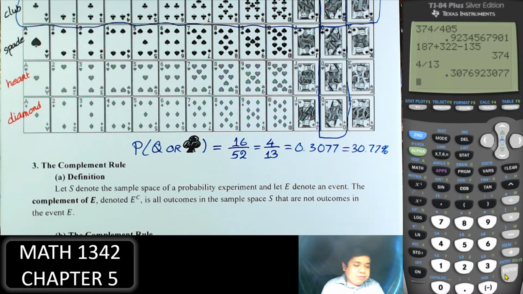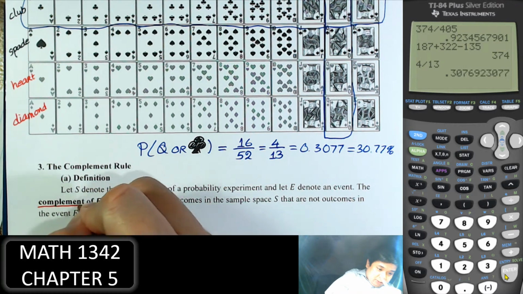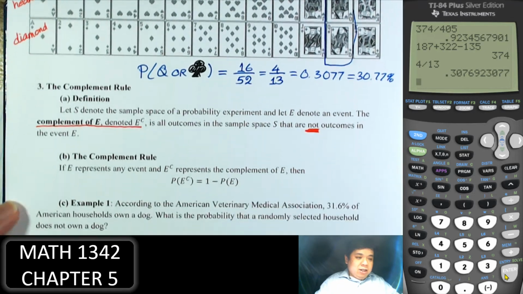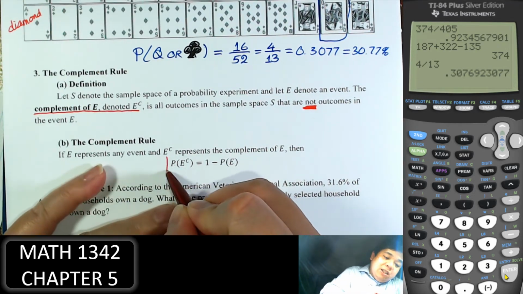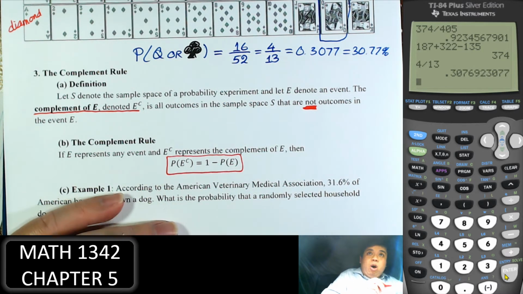Let S denote the sample space of a probability experiment, and E denote an event. The complement of E is denoted E with the superscript C. The complement consists of all outcomes in the sample space that are not in event E, right? Because of that, the probability of a complement event is just equal to 1 minus the probability of getting that event.